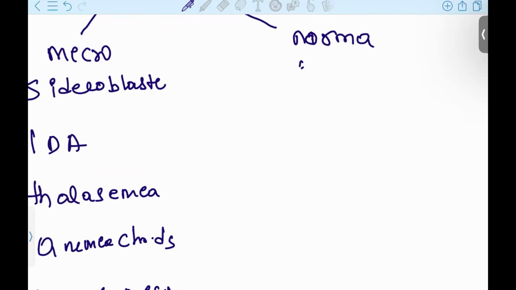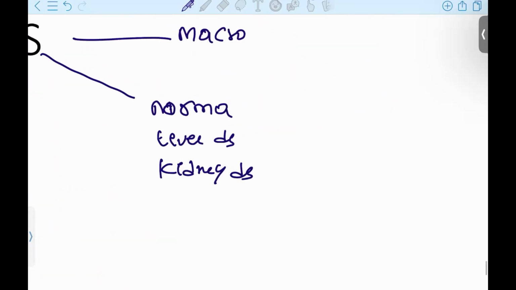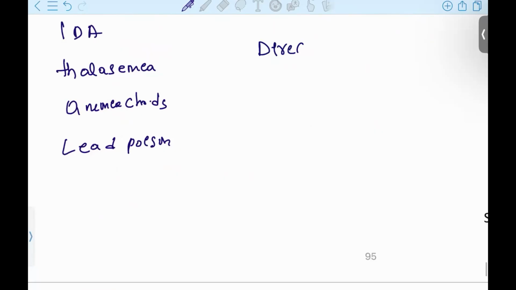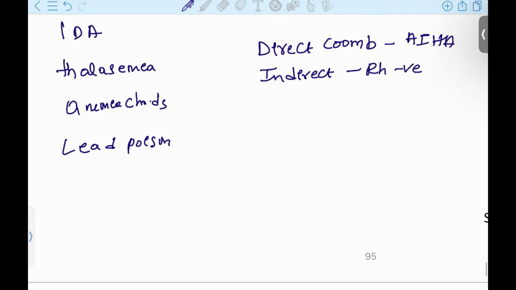Normocytic, especially liver disease or kidney disease. Chronic kidney disease or liver disease is going to cause this. And next, macrocytic: B9, B12 deficiency and hypothyroidism. Okay, these are some of the anemias. Next, tests can be asked. The direct Coombs test is positive in autoimmune hemolytic anemia. Whatever the indirect one, guys, the indirect is positive in Rh negative pregnancy, right?